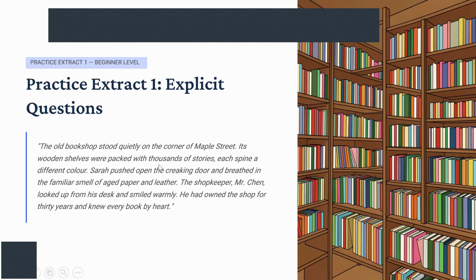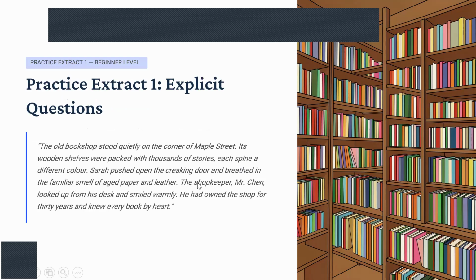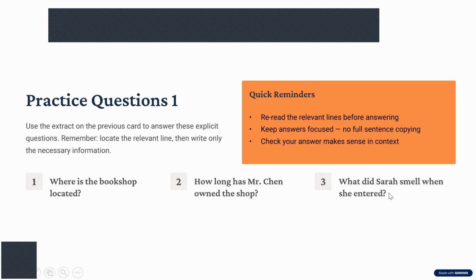Let's find out where she is entering the shop in this extract. Here we go. Sarah pushed open the creaking doors and breathed in. So when she pushed open the creaking door, that is an indication that she enters. So what is the question? What did she smell? So you smell through your nose. Nose is used for breathing. This is how you connect the dots. So she breathed in the familiar smell of aged paper and leather. In this answer, we will write Sarah smelled aged paper and leather when she entered the shop.